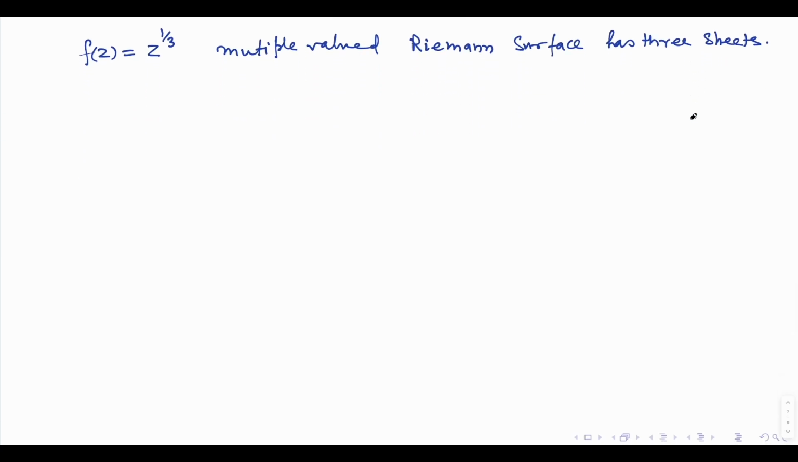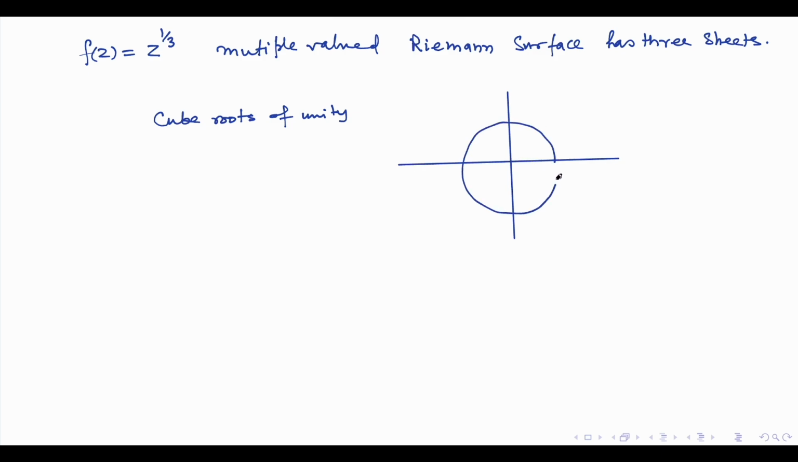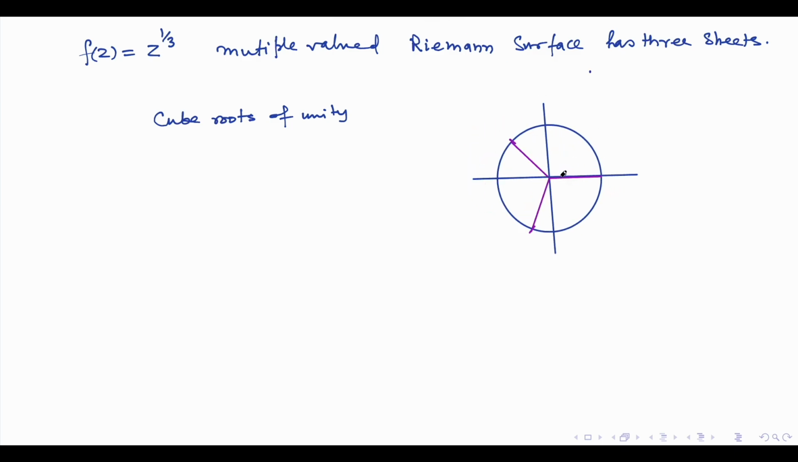So, for instance, if we take the cube root of unity in the complex plane, what happens here is this will give one sheet, this will give another sheet, and this will give another sheet. So there are three sheets we are going to get for the cube root of unity.